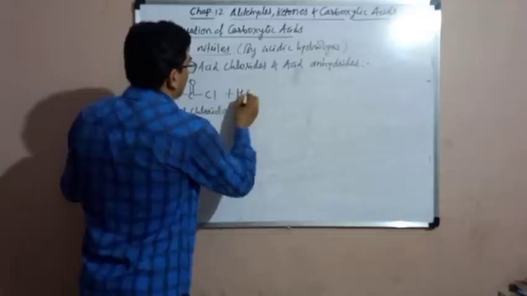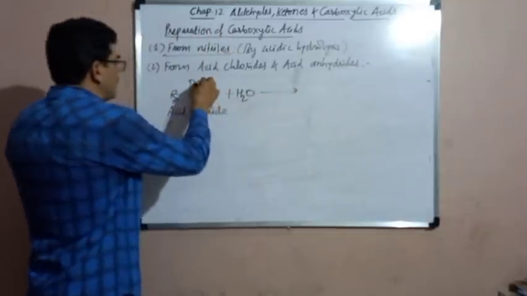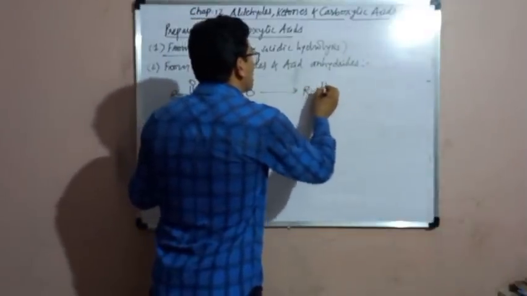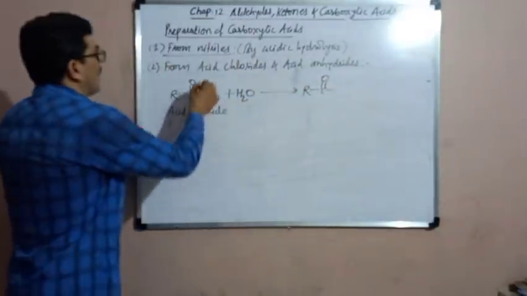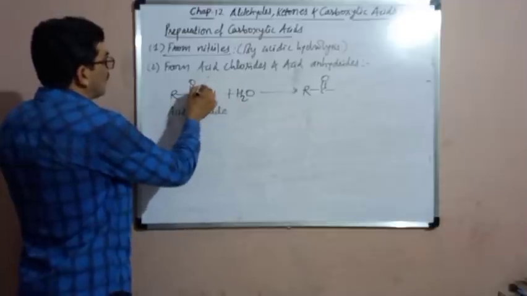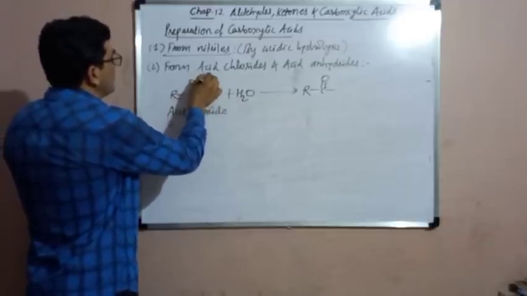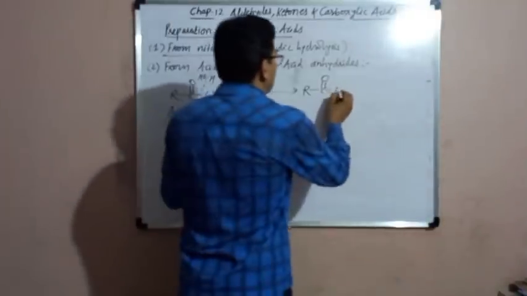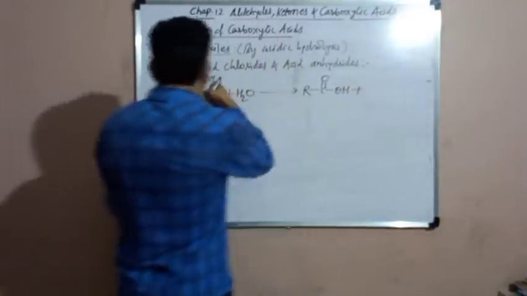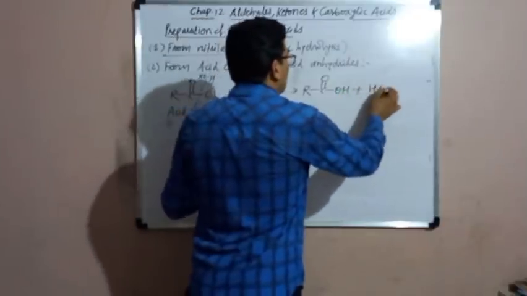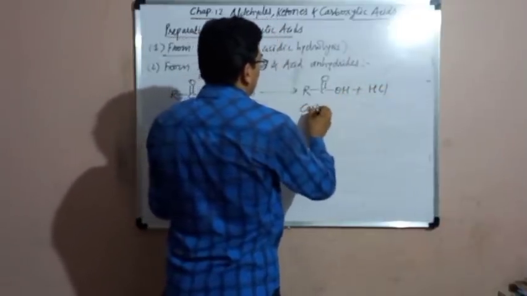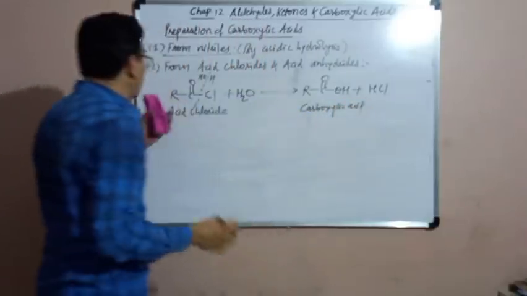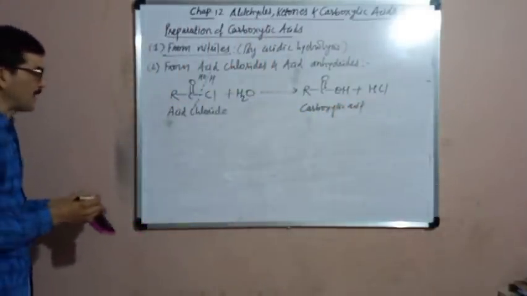Hydrolysis by water. Water hydrolyzes it. In this way, there is a formation of RCO. Water molecule breaks into two parts, OH and H. Now OH will combine to carbon. There is a formation of RCOOH. H will combine to Cl to form HCl. So this is the carboxylic acid. Aliphatic as well as aromatic carboxylic acids are prepared by this method.